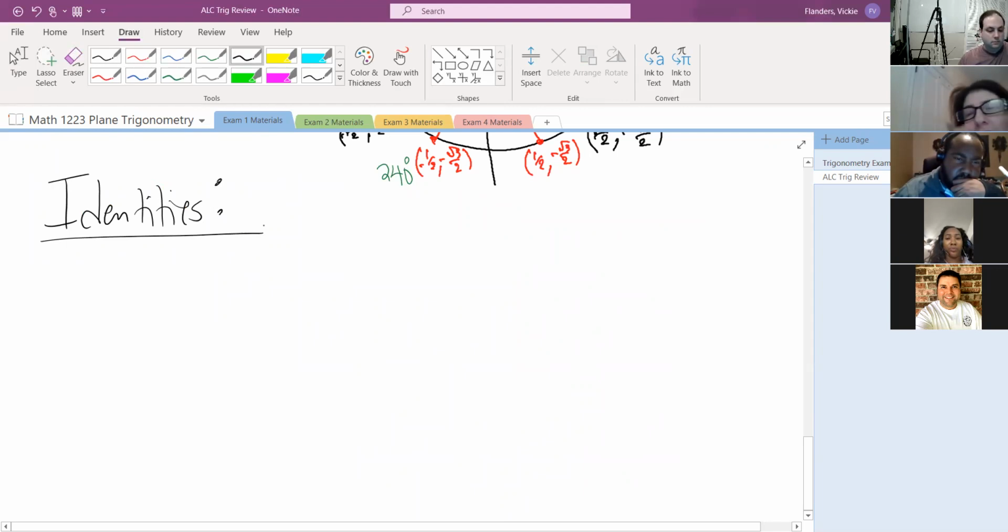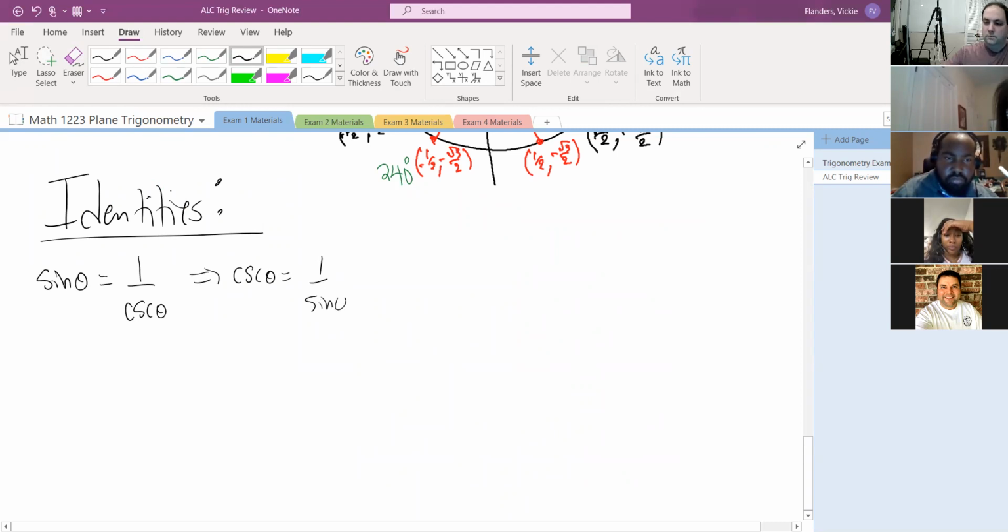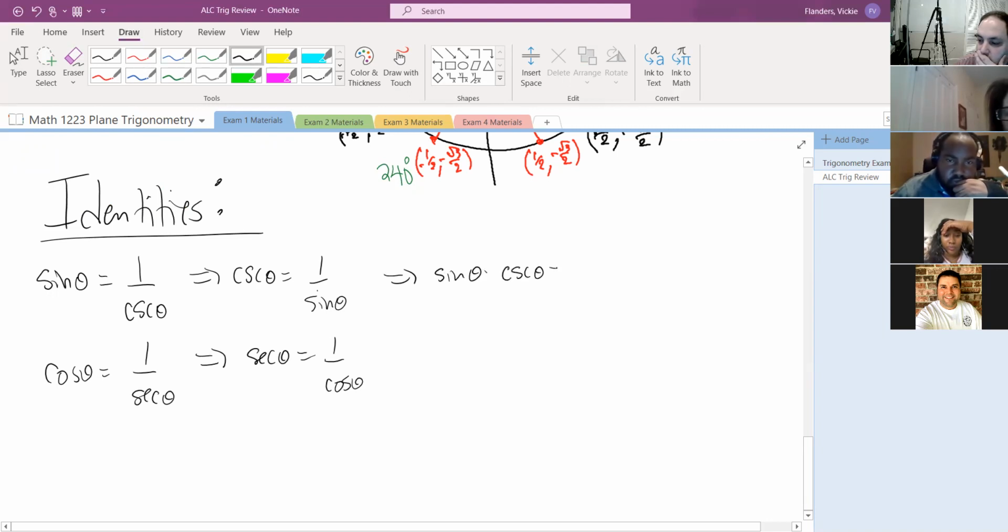So let's start off with the reciprocal ones. Those you should know, right? The fact that sine theta is 1 over cosecant theta, which also means that cosecant theta is 1 over sine theta. So you can remember it either way. Cosine theta, there's a third way too, is 1 over secant theta. And then secant theta is 1 over cosine theta, which also means that because they're reciprocals, you multiply them to get 1.